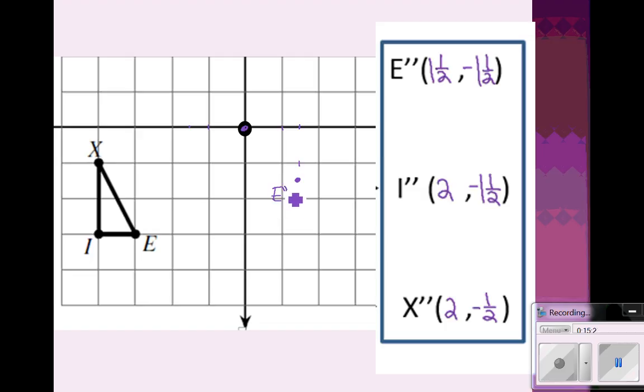Now let's do I prime prime. 2, 1, 2, negative 1/2, 1.5. That would be I prime prime. And then the last one, X prime prime. 2, 1, 2, down 1/2. That would be X prime prime. And then I can connect my points. And I have my final image. And you can see that it changed in size and it reflected over the y-axis. Now you should be able to complete your sequence of transformations.